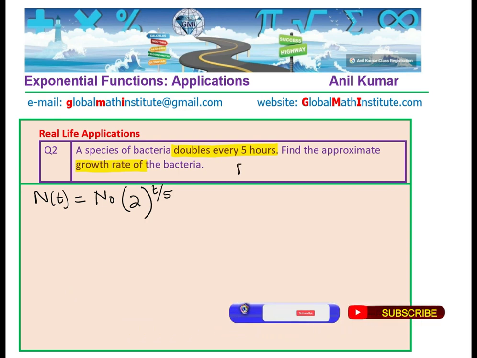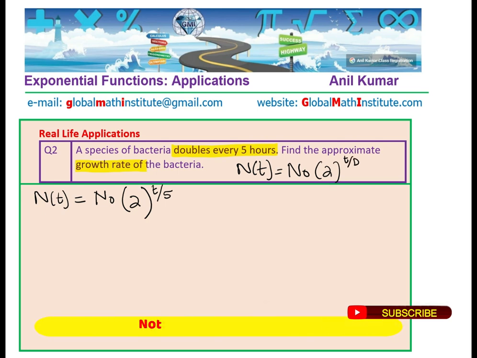So let me rewrite the general formula here. N of t will be equal to n0 times 2 to the power of t over d, where d is the doubling period. Here I've substituted 5 in that case. Now the question is to find the approximate growth rate. Growth rate we have to find.